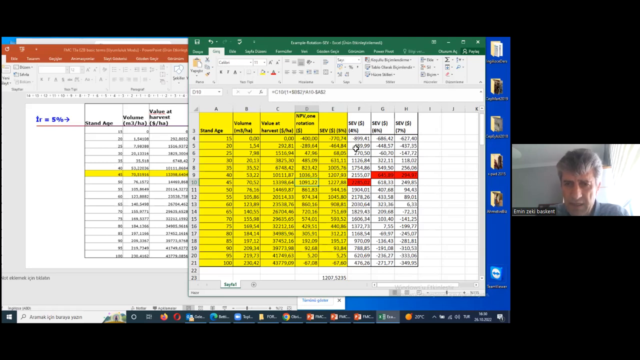Would anybody see it from this column AE that shows the soil expectation value with 5% interest rate? What is the optimal age? So we were able to calculate soil expectation value. So what then? Did we calculate for the sake of calculation? Of course not.